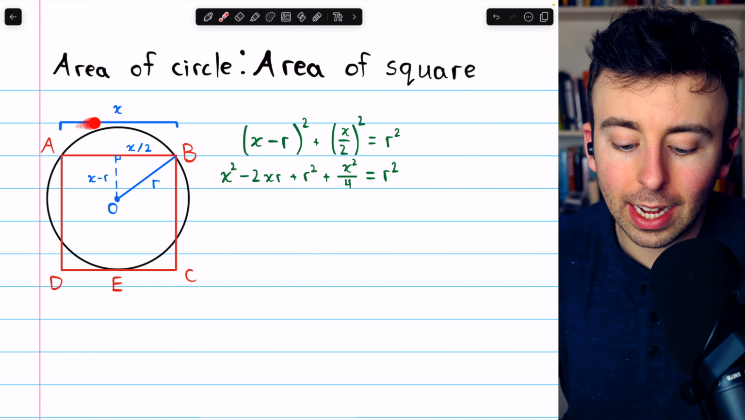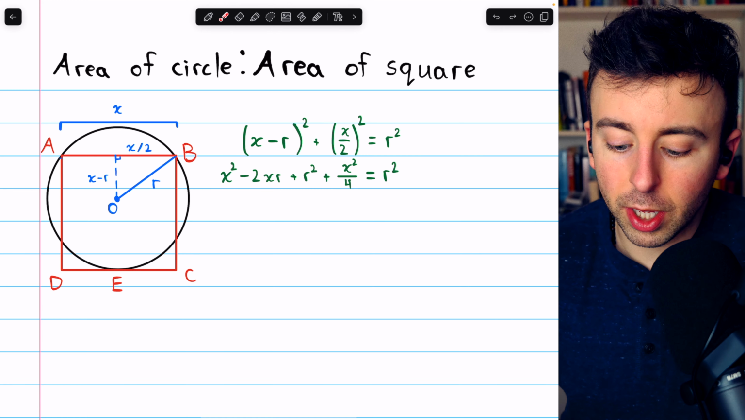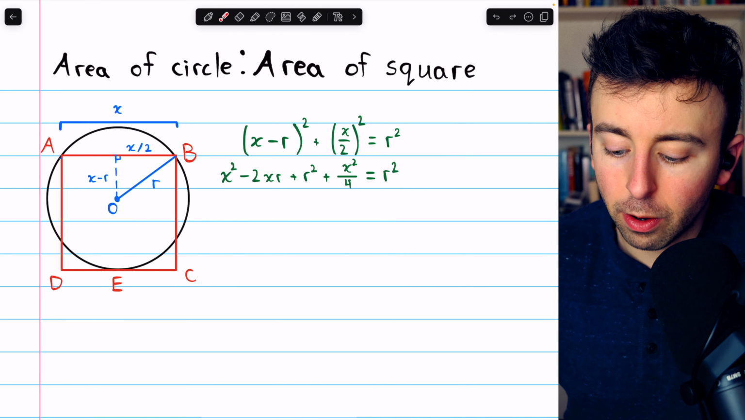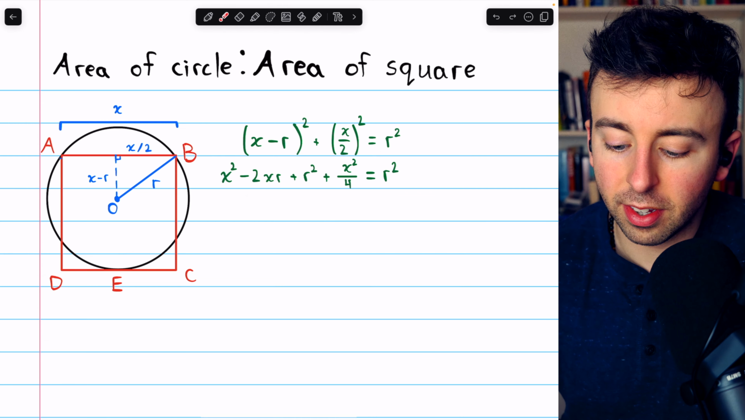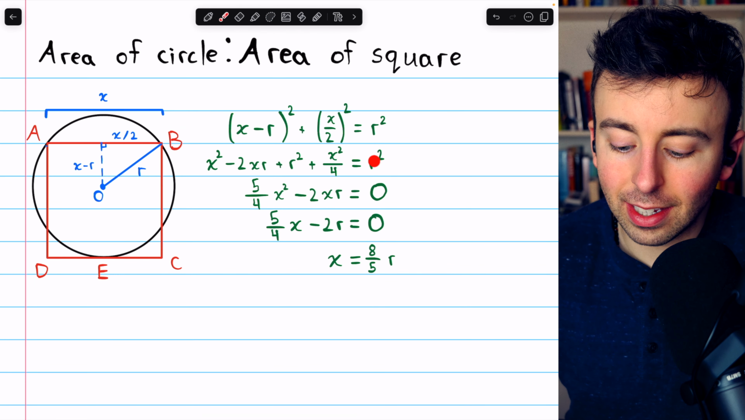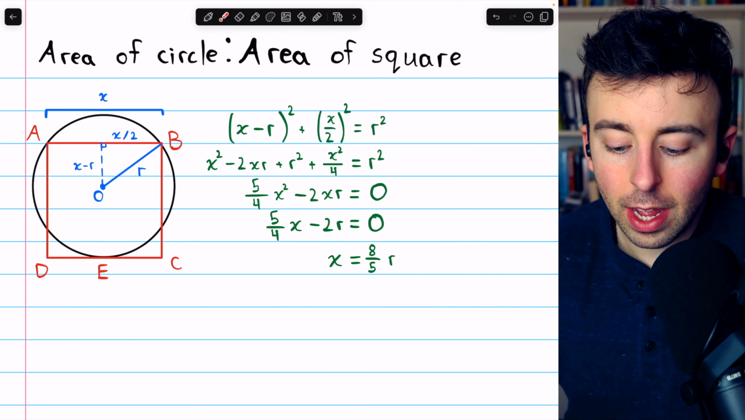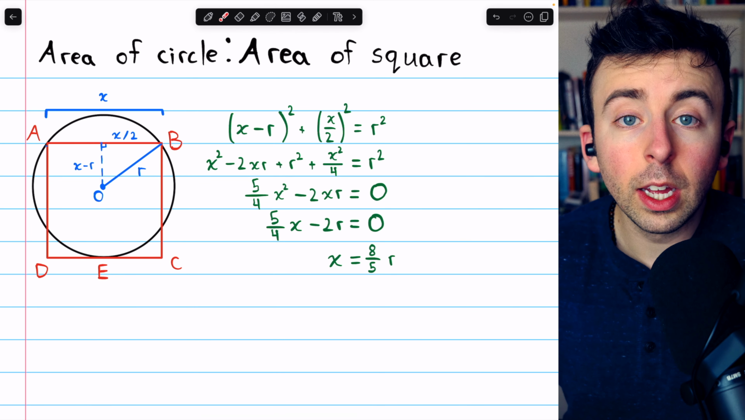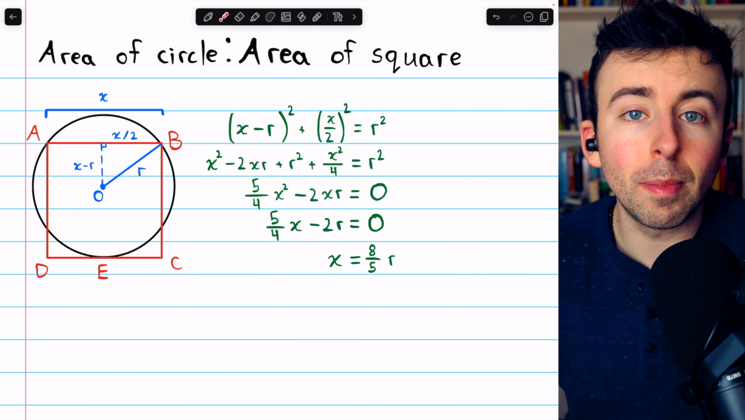Applying the Pythagorean theorem tells us that (x minus r) squared plus (x over 2) squared must equal the hypotenuse, r squared. Then just expand the binomial, so x squared minus 2xr plus r squared plus x squared over 4. This, again, equals r squared. Then we'll subtract r squared from both sides, which gives us a 0 on the right side. Then we have x squared plus 1/4 x squared, so that's 5/4 x squared, and of course we still have the minus 2xr. Now we can divide both sides of this equation by x.